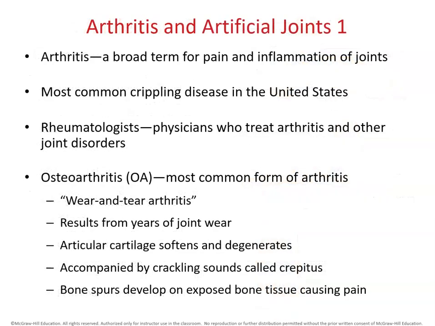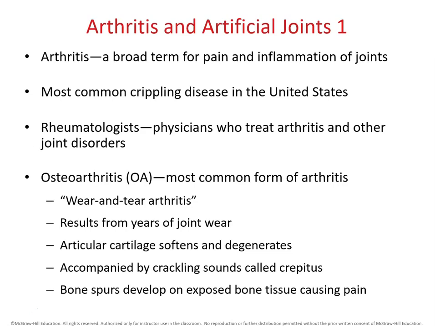So everybody's heard of arthritis. Arthritis is a very broad term, not particularly specific. Arthritis is generalized pain and or inflammation at joints. Because it's so common, it's the most common crippling disease in the United States, probably worldwide. Specialists who treat arthritis and other joint problems are called rheumatologists.